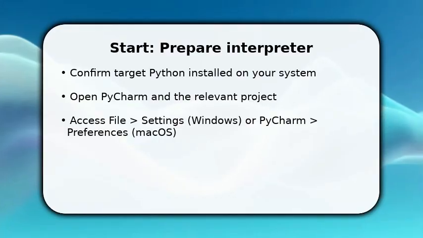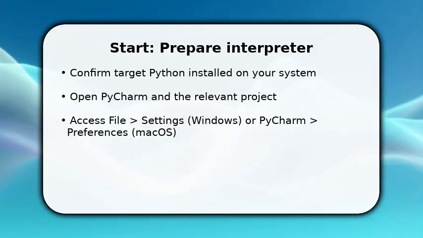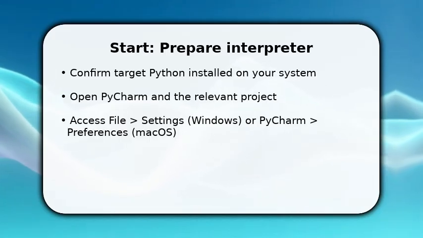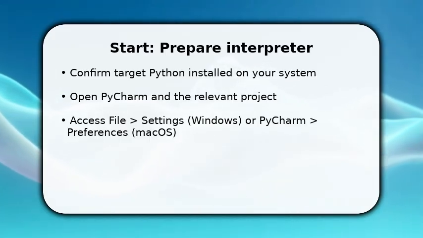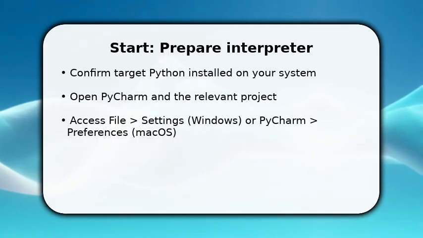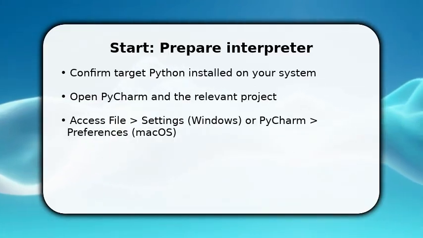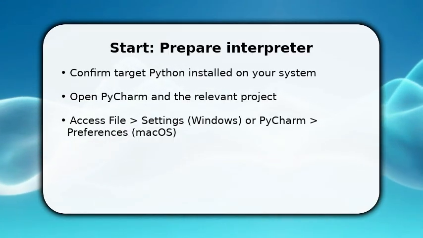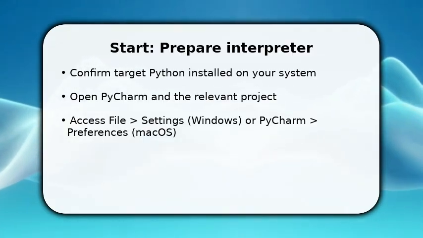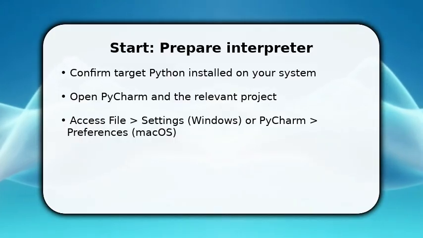Enjoy the video. You begin by confirming the Python version you want is installed. If not, install it system-wide or via Pyenv. Once done, open the project in PyCharm and go to Settings or Preferences. Make sure you know whether you need a virtualenv or system interpreter. Then navigate to Project, Python Interpreter to start changing interpreters. This first step places you in the exact control panel to add or switch interpreters without guessing.